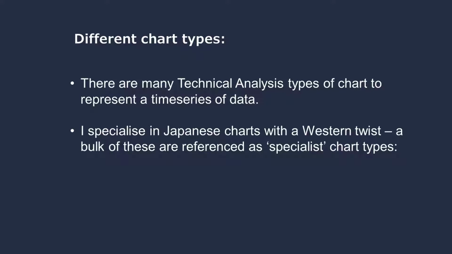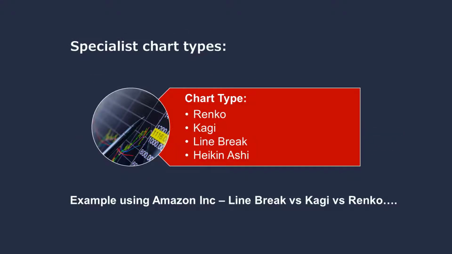Now there are many types of different chart and technical analysis, and I specialise in the Japanese variants: Renko, Kagi, Line Break, Heikin-Ashi, Ichimoku for example. But for our first look into Kagi, I want to draw a comparison to the other Japanese chart types, so you can start to get a feeling for the difference that Kagi brings to the trading situation, and also just a quick look at how it compares to a standard candlestick chart.